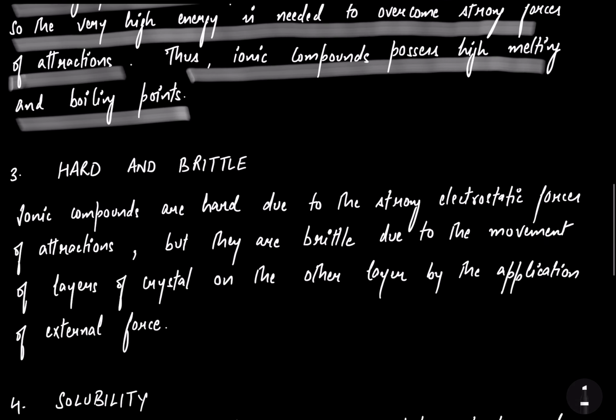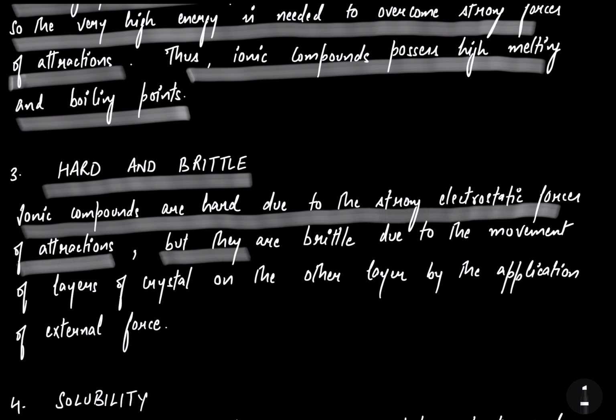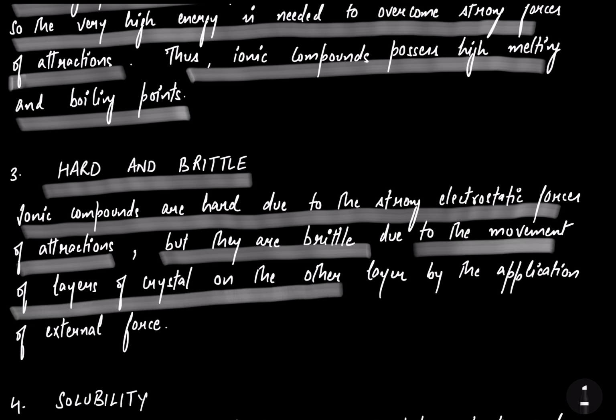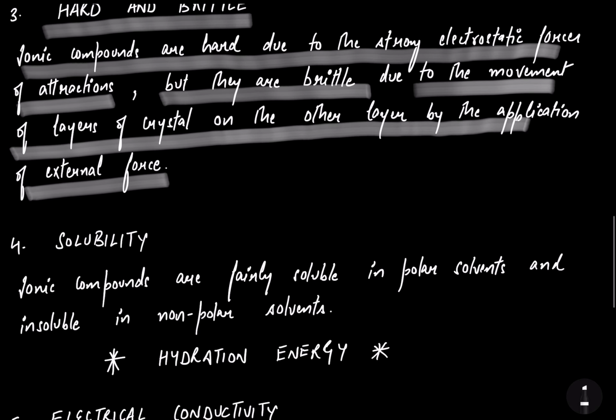Now, let's talk about the hard and brittle nature of the ionic compounds. Ionic compounds are hard due to the strong electrostatic forces of attraction, but they are brittle due to the movement of the layers of the crystal over other layers on the application of an external force. That's why they are brittle in nature. They break easily, but they are hard due to the strong electrostatic forces of attraction.